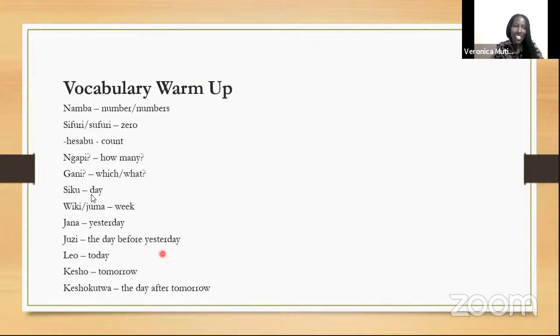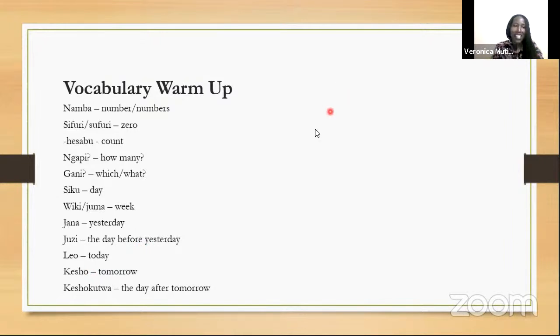Yes, perfect. Frank, are you there? Do you want to go through this very quickly? Yes, please. So, wiki or Juma for week, jana for yesterday, juzi for the day before yesterday, leo for today, kesho for tomorrow, kesho kutwa for the day after tomorrow. Kesho kutwa. Perfect. Kesho kutwa. Thank you very much.